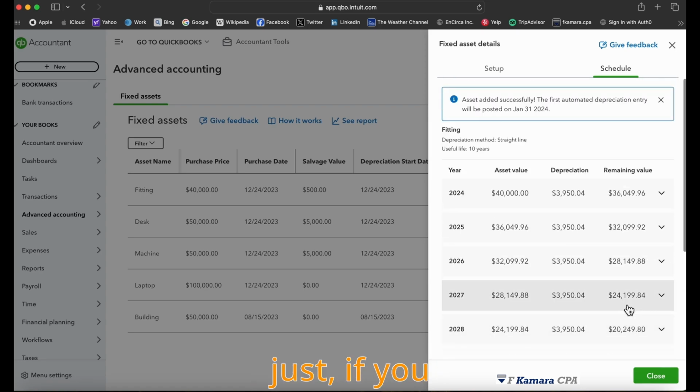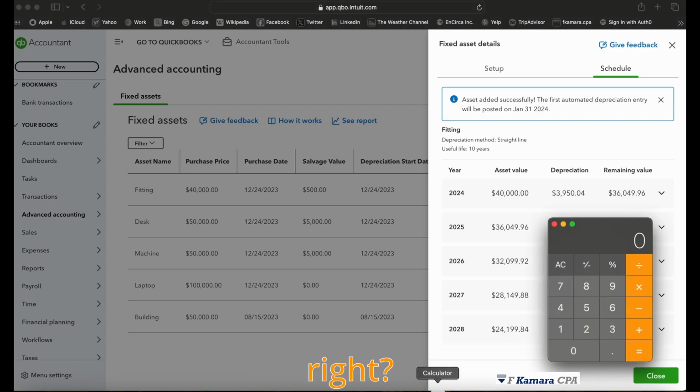If you want to prove it, you can recalculate this depreciation. We already know the useful life was 10 years. The asset cost is 40,000, and the salvage value is 500. So we can say the cost, which is 40,000, minus the salvage, which is 500, gives you 39,500. So that's the depreciable amount. The 39,500 is our depreciable amount.